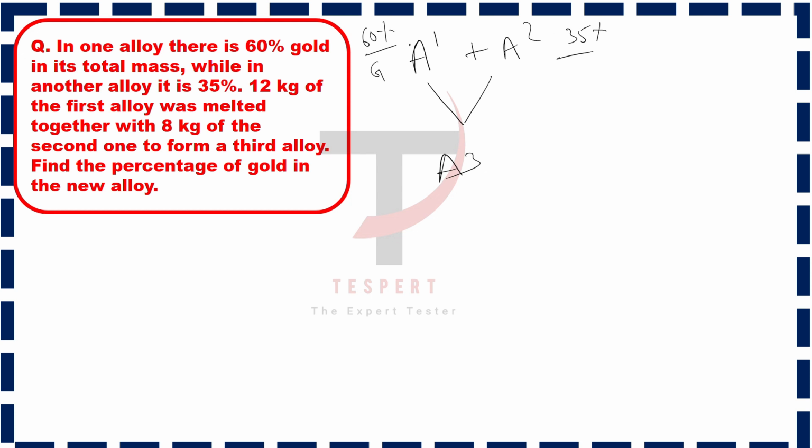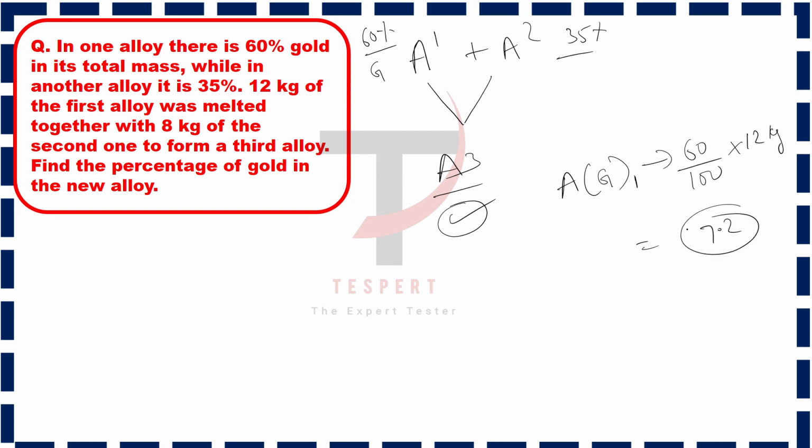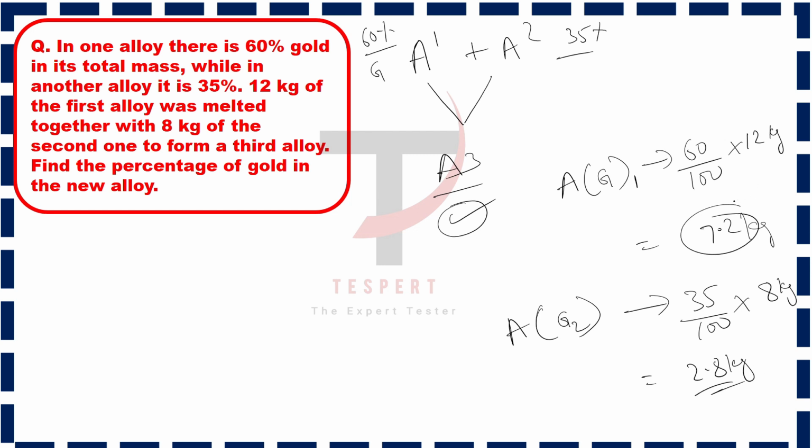When these two alloys are mixed, we have to calculate the percentage of gold in the resultant alloy. So what is the amount of gold in alloy 1? 60%, that is 60 by 100 into the total quantity, 12 kg. So 60 by 100 into 12, we get 7.2 kg of gold. And the amount of gold in the second alloy is 35%, so 35 by 100 into 8 kg, that is equal to 2.8 kg.